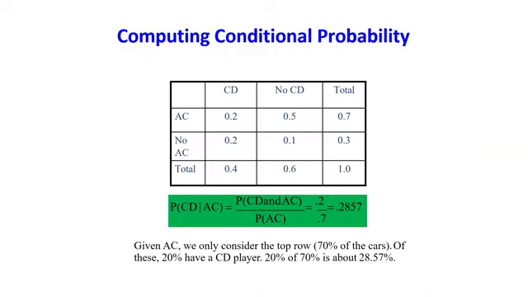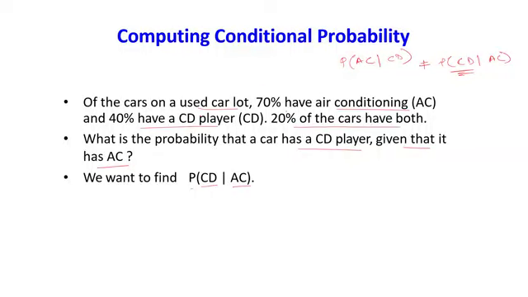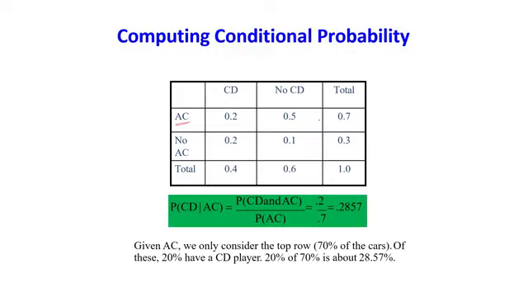Now, whatever information is given to us, I'll create this probability matrix, or contingency matrix. Here they have mentioned that 20% of the cars have both, so CD as well as AC is 20%. Only CD is 40%. Only AC is 70%. Whatever I've circled is the information given to us. If this information is given, then we can calculate the rest. From 0.7, I will subtract 0.2 and find this 0.5. 0.2 is given, so this I can calculate.